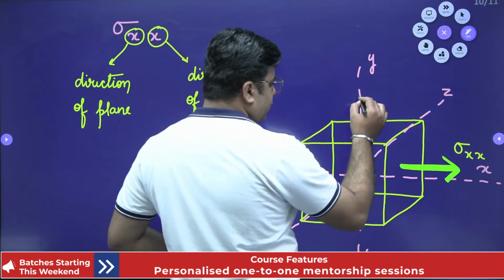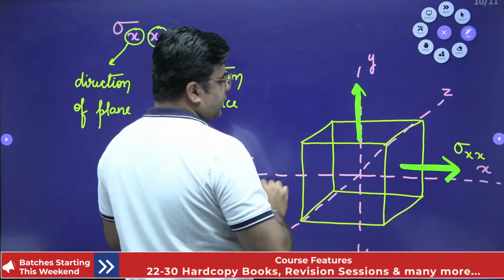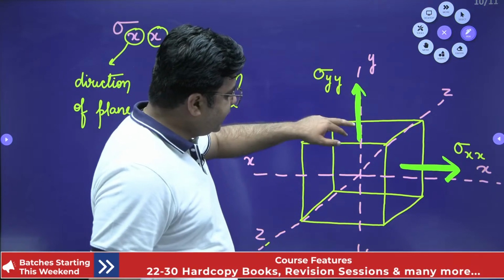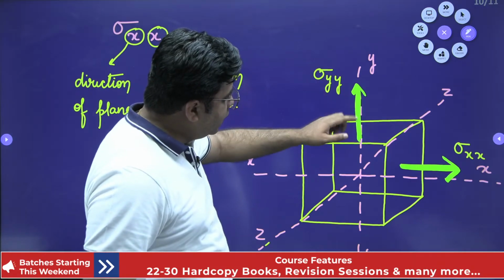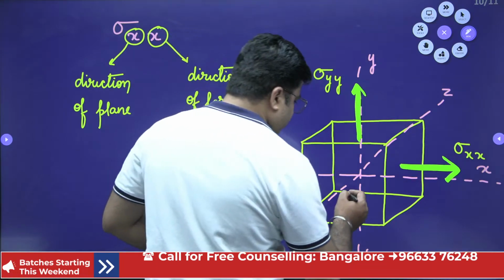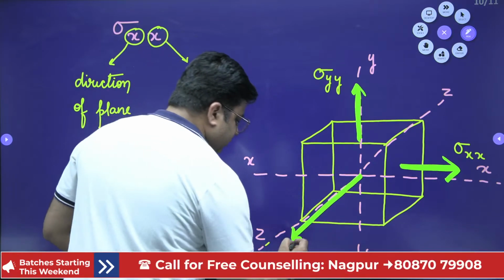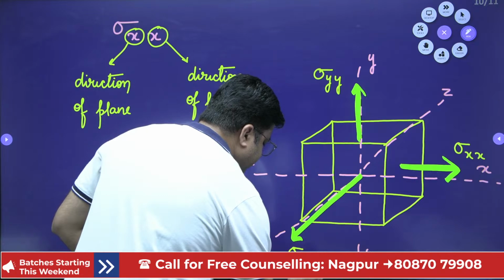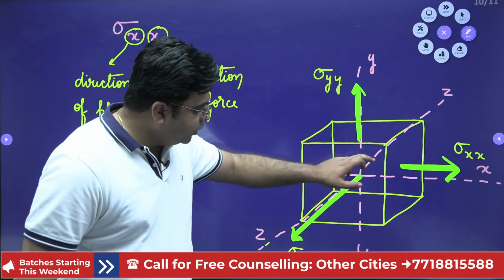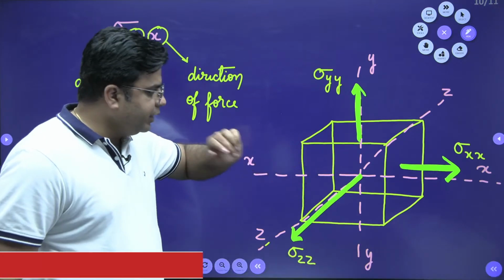Similarly, if I have to denote this stress, this is sigma yy. Why? Because it is acting on the y plane due to the load acting along the y-axis. So this is sigma yy. If I have to write this stress, this stress is sigma zz. And why is this sigma zz? Because it is acting on the z plane due to the direct load in the z direction, right?